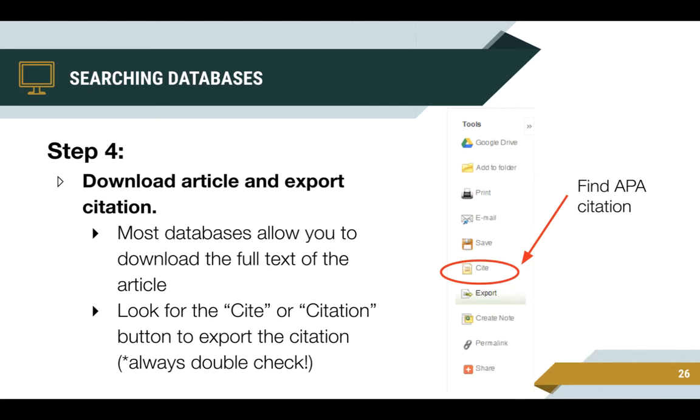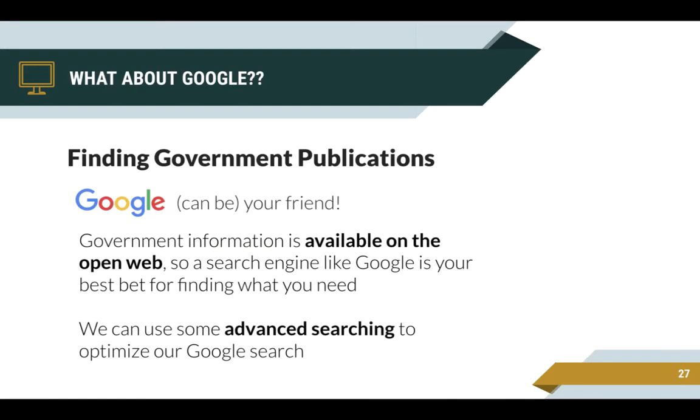Then there's step 4, where you download the article so that you can actually read it. Most databases allow you to download the full text of the article. Take a look for anywhere that says PDF and has the little PDF symbol. You can also look for the cite or citation button to export the citation, or you can just take a look at the citation in the browser window. And of course, it's always good to double check because automatically generated citations can have issues and can be a little funky and need a little reworking, but it can be a good template to start from.